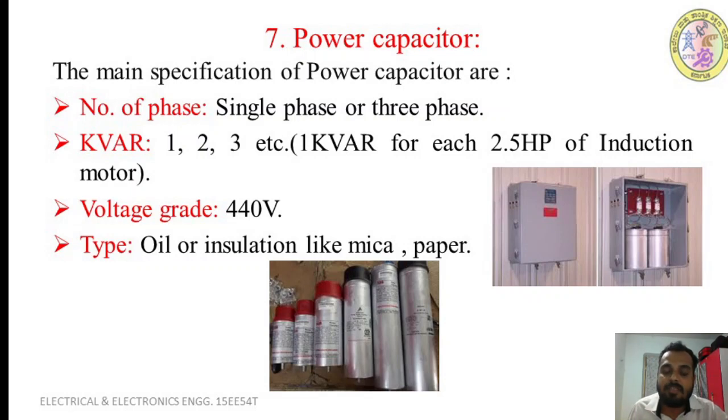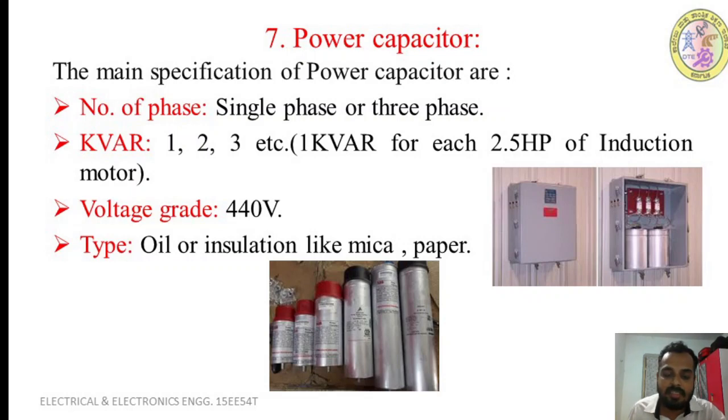the specification of the capacitors. The first specification is the number of phases. It may be single phase or three phase. Next, the kVAr rating. The kVAr rating may be 1 kVAr, 2 kVAr, 3 kVAr, and so on. So how to select it? For every 2.5 HP of induction motor, we select a 1 kVAr capacitor, right? Next, the voltage grade. It is 440 volts. Next, the type: oil immersion insulation or insulation like mica and paper, right?